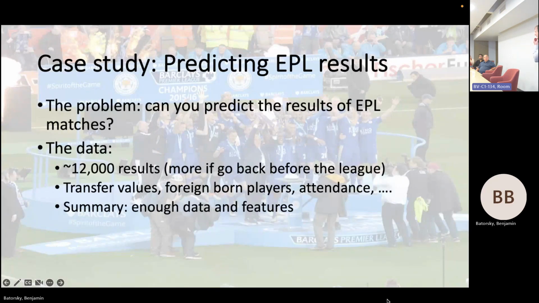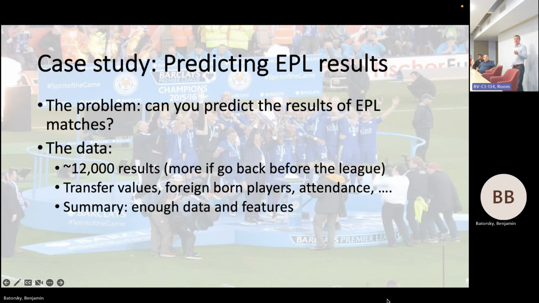Okay, so this is a personal project. EPL is English Premier League, right? So it's football, or we say soccer here. Can you predict the results of EPL matches? So I had a go at this. The Premier League was founded in about 92, 94, but you can go back about 100 years before that. There's enough data to do it. So loads of data, transfer values, foreign-born players, attendance figures, and so on. Loads of data, loads of features.